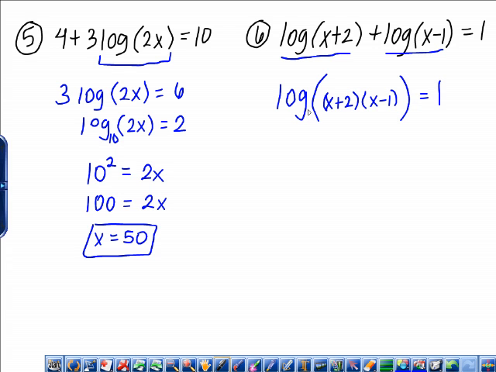equals 1. And so now I have a single log, and I'm going to do the same thing I did before. Whatever the base is, and if this had been natural log I would use e, but it's the common log, so I'm going to use 10. So I'm going to say 10 to the power of 1, and then that is going to equal this product right here, which I'm going to multiply out to be x squared plus x minus 2.